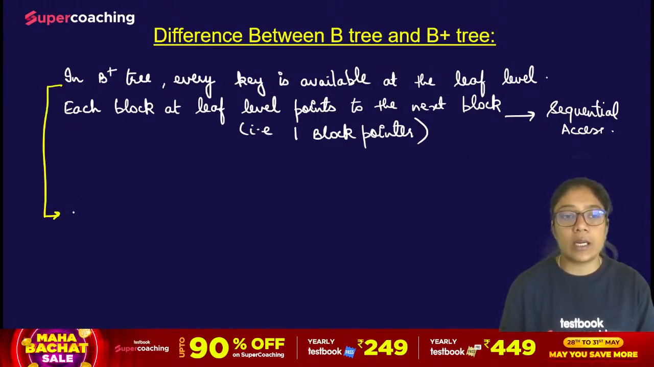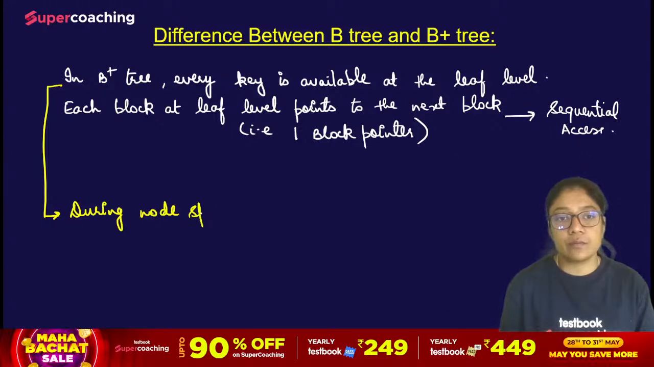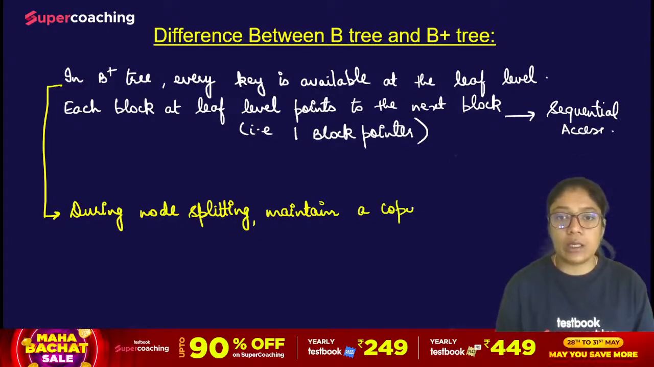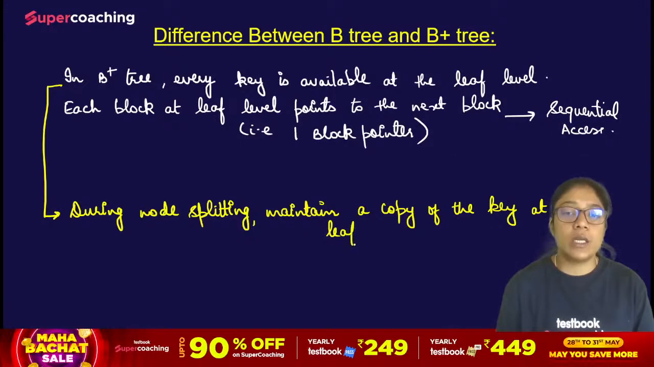Since we are saying that every key is available at the leaf level, this means that when we are going for node splitting, maintain a copy of the key at the leaf level. Splitting का मतलब ये जो भी node split होके internal level पे जा रही है, its copy has to be maintained at the leaf level.